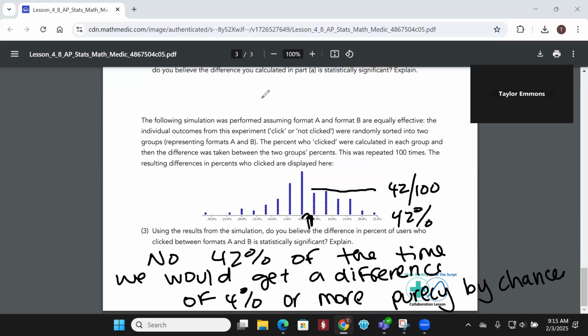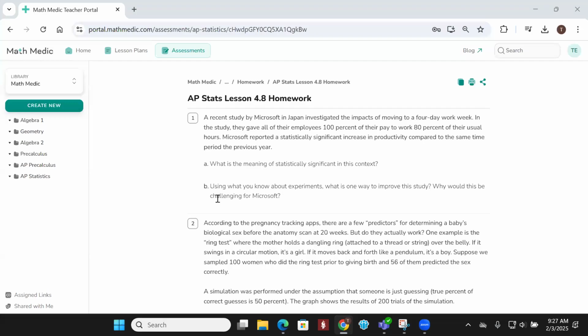Okay, so you should be on 4.8. A recent study by Microsoft in Japan investigated impacts of moving to a 4-day work week. In the study, they gave all of their employees 100% of their pay to work 80% of their usual hours. Microsoft reported a statistically significant increase in productivity compared to the same time period the previous year. Okay, so everybody understands the concept. What is the meaning of statistically significant in this context?